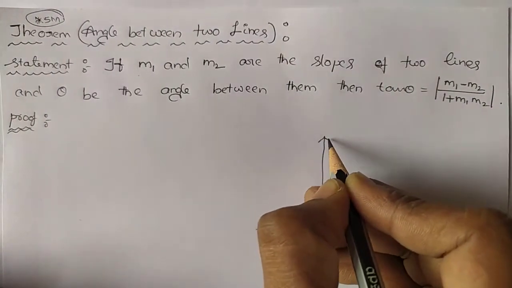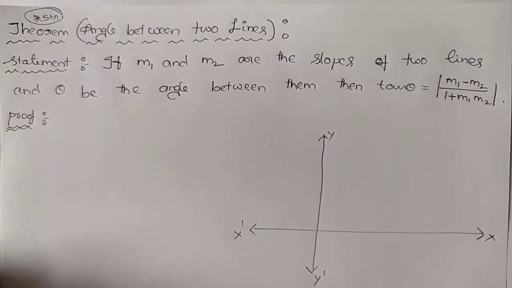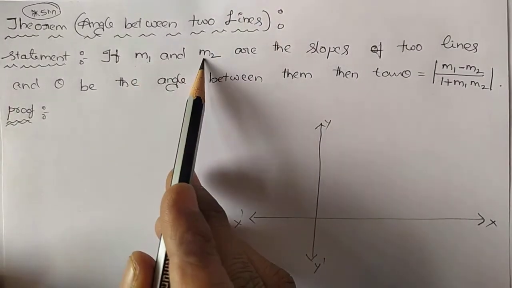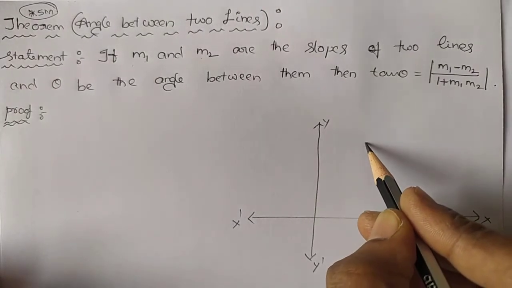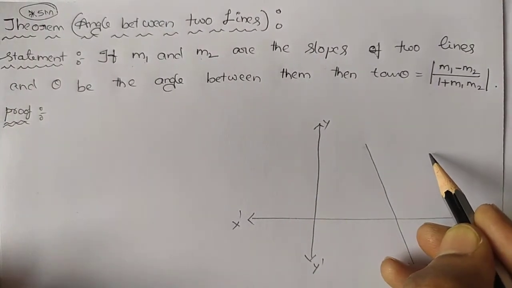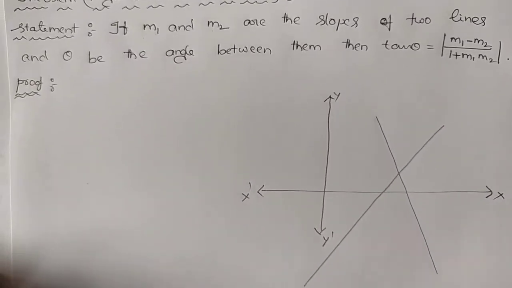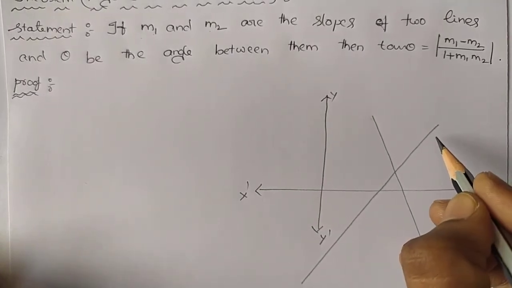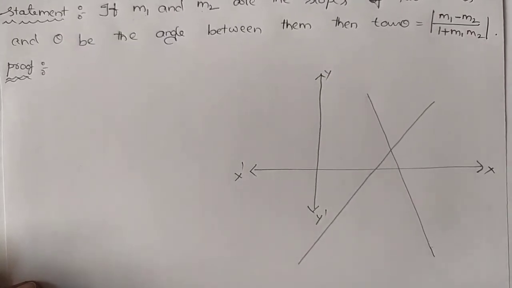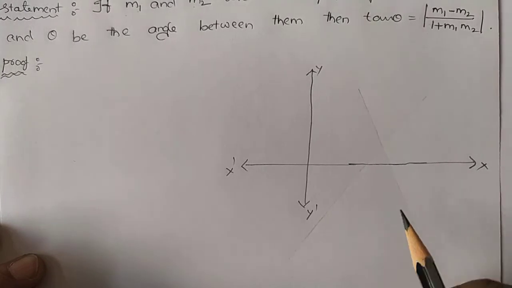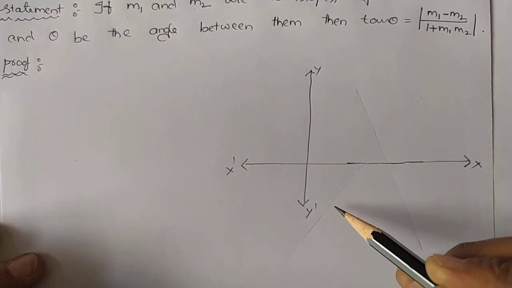Now take the x-axis and y-axis, with the negative x-axis and negative y-axis as well. If m1 and m2 are the slopes of two lines, take them as non-vertical lines. It is the line L1. I am going to draw a clean figure for this proof.